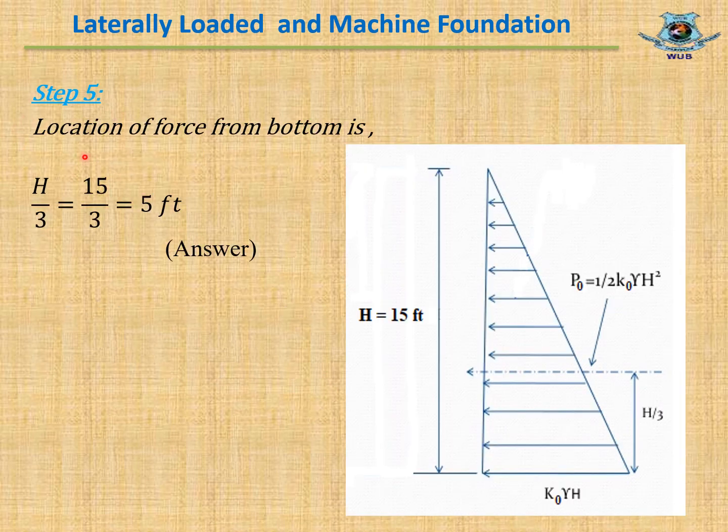Step 5. Location of force from bottom is H by 3 equal to 15 by 3 equal to 5 feet, as the pressure diagram is triangular.